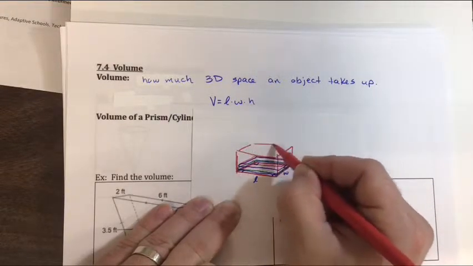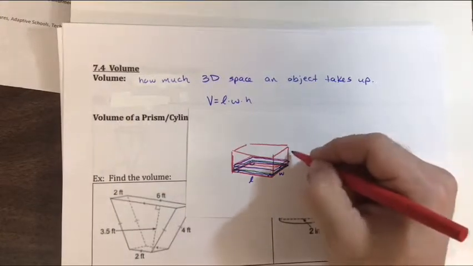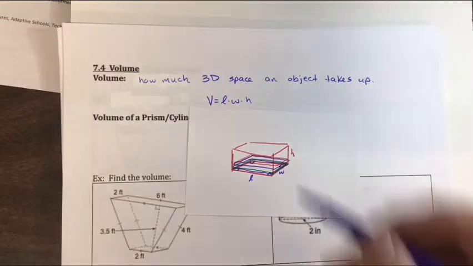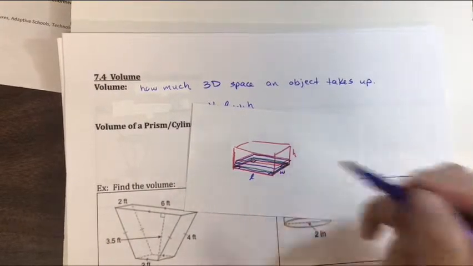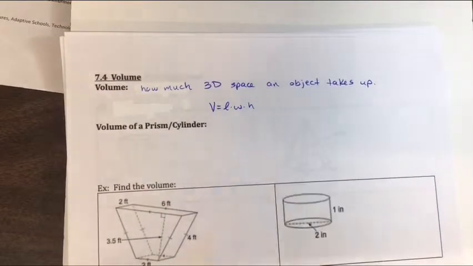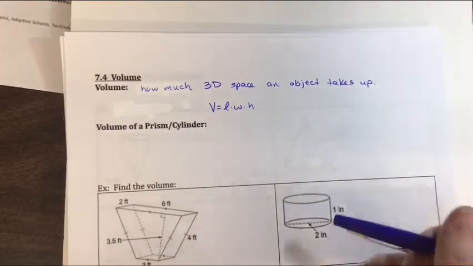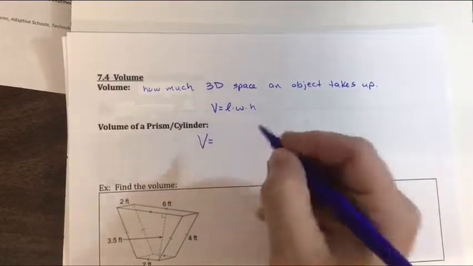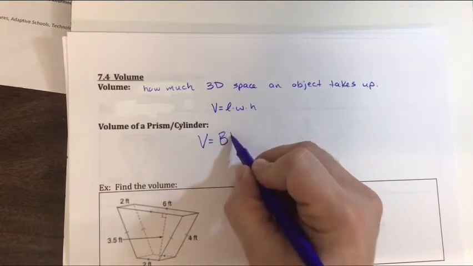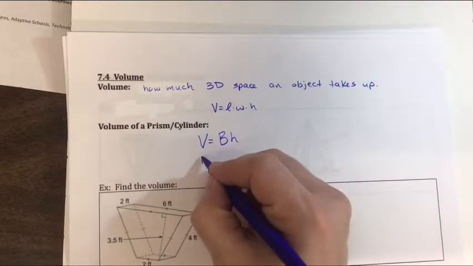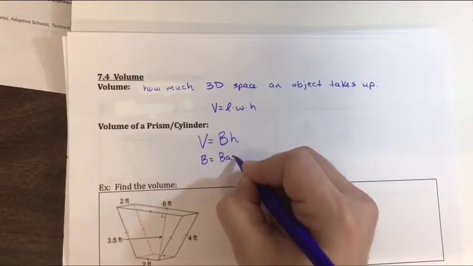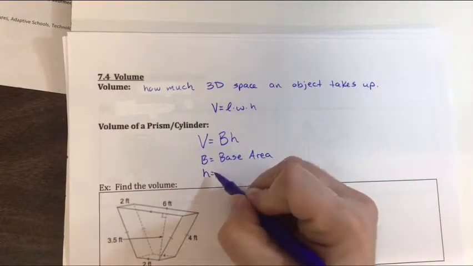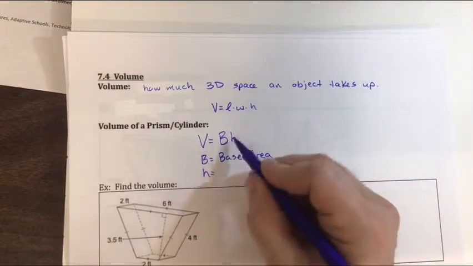Well, if I take all of those dimensions of height and stack them up, I get a three-dimensional measurement in cubic units, and that's where we get length times width times height. And so what we can do is duplicate that concept for any base area shape, to where the volume of a prism or cylinder is always B times H, where B is the base area. You might remember that from whenever we talked about surface area. And H is the height.